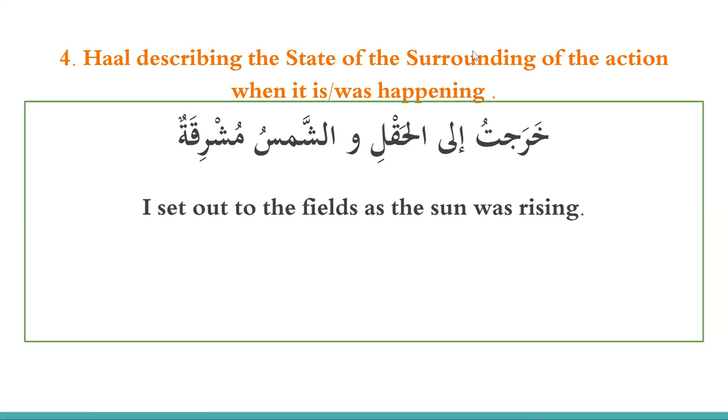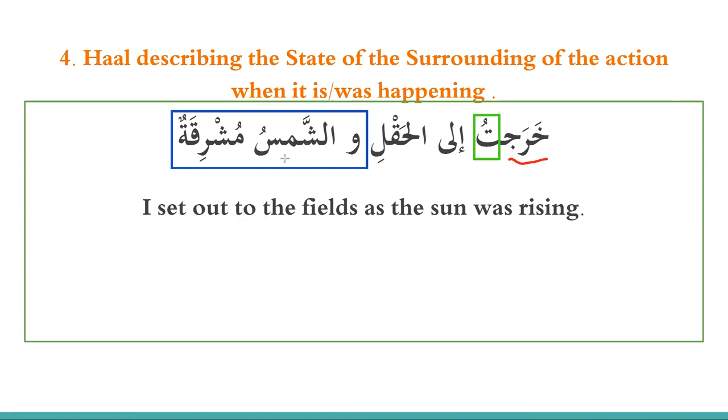So here, look, again, let's label them. Where is the fail? Fail is kharaja. And where is the fa'il? Fa'il is tu. I set out. Ilal haqli, mutaliq bil fail. Washamsu mushriqatun. What is this? This is describing the sun was rising. If we translate like this, I set out to the field and the sun was rising, we may translate, but what is the relationship of the sun rising with my setting out to the field? The sun was rising is telling us the surrounding condition of the action when it was taking place. So, I set out to the field as the sun was rising.